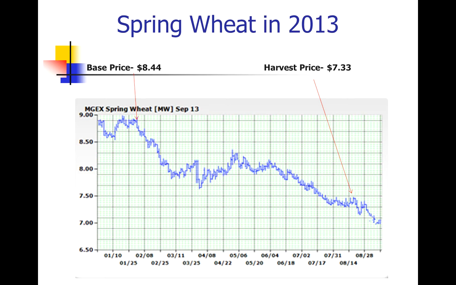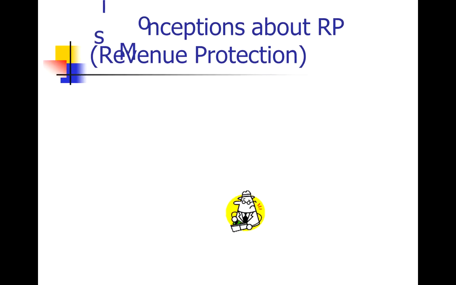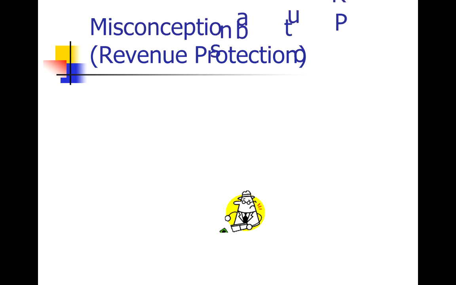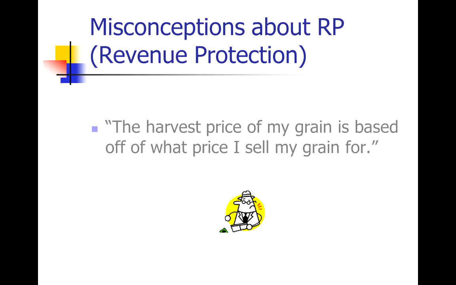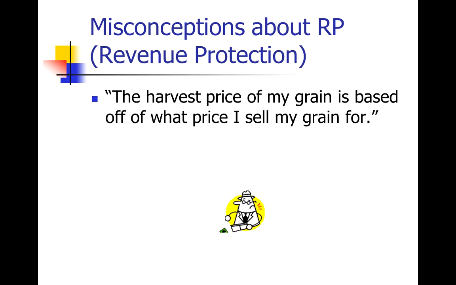Most of the crops are so good around our areas this year that wasn't a factor anyways, but there was potential for that. So here's some misconceptions about how the revenue protection works. First off, the harvest price of my grain is based off of what I sell my grain for. That, just like we said, is not the case, right? It's only based off a futures market. So this can work both ways.